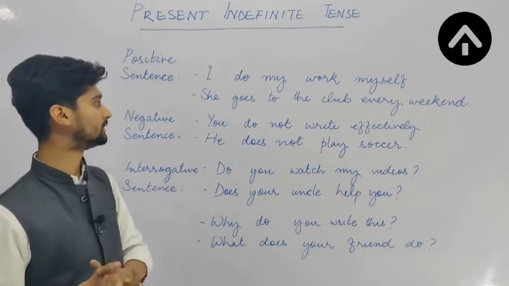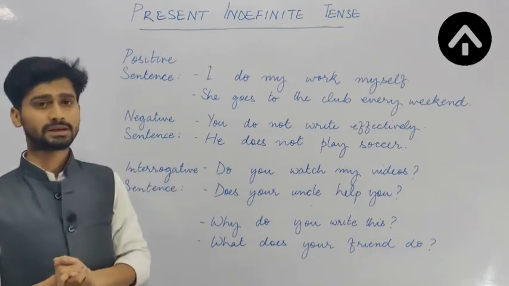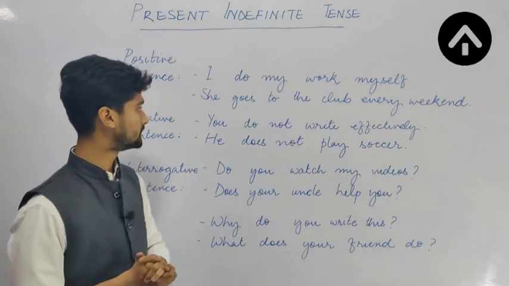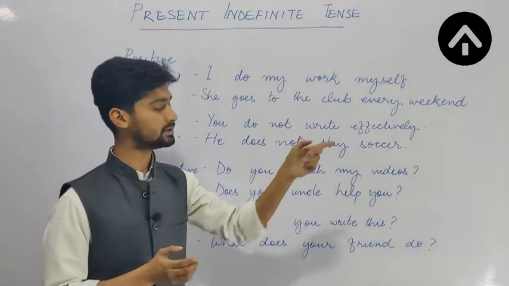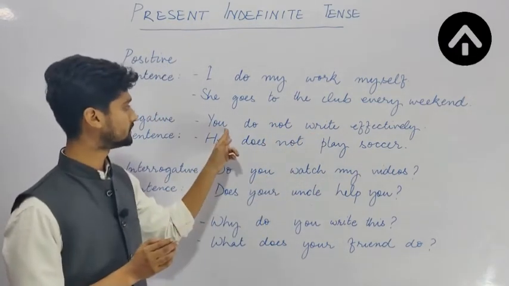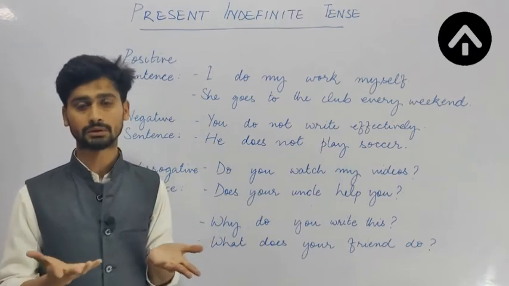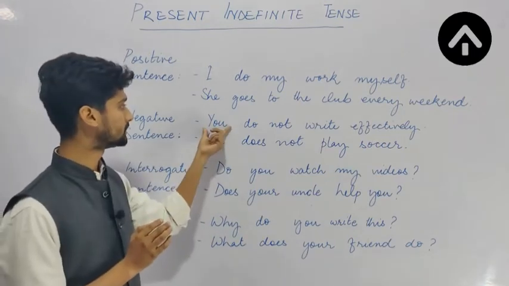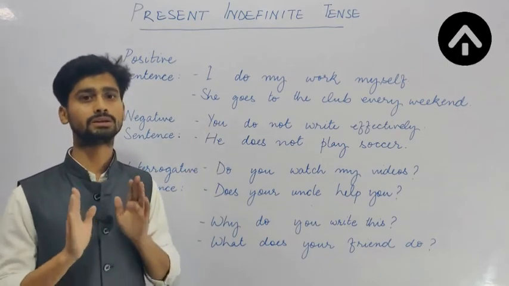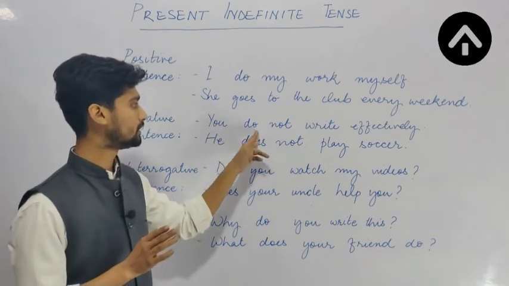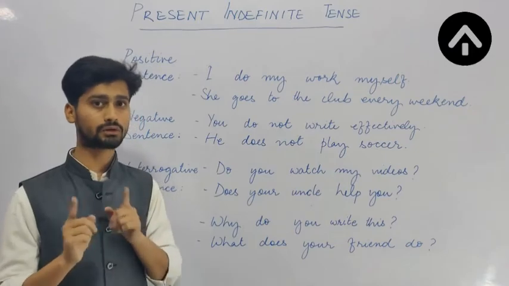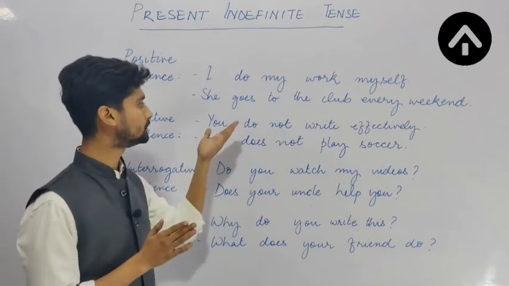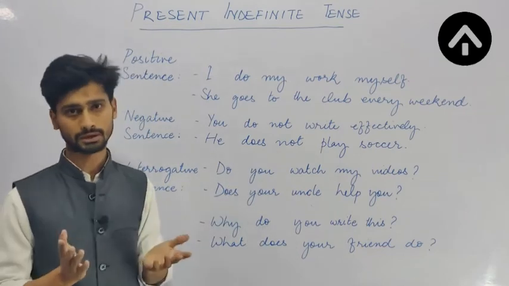So it will be like this. Now, let's take a look at the negative sentence. The first negative sentence I have added here is, you do not write effectively. The subject is you. This is second person. It's clear that this is second person. The subject is second person, although it is singular, but not the third person. So I will not again be using s or es with the main verb. So it will be very simple, like, you do not write effectively.